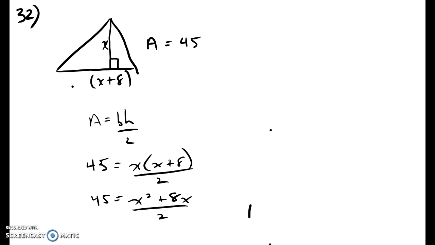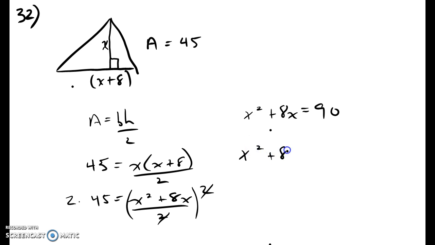I want to get rid of the 2 in that denominator, so I'm going to multiply both sides by 2, and then I will be rid of the 2 on that side, and we're going to wind up with 90 on this side. So we've got x squared plus 8x is equal to 90. Now we can set it equal to 0, and I believe we'll be able to factor it. Let's find out. x squared plus 8x minus 90 is equal to 0. It turns out I was wrong, so we're going to complete the square.